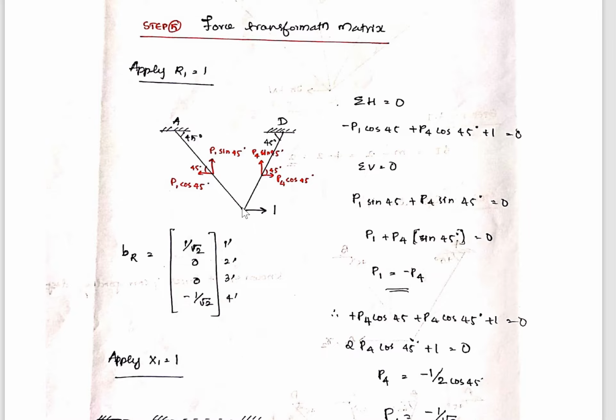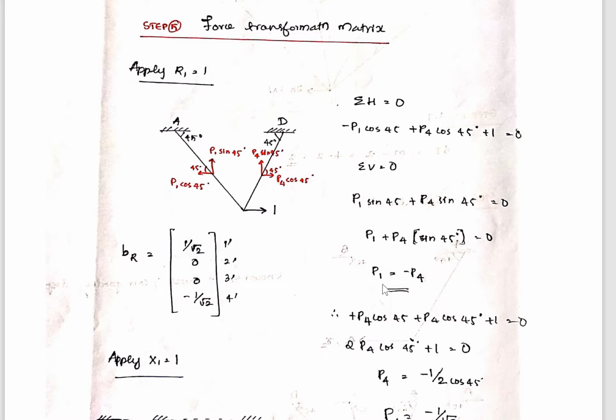Consider the equilibrium at joint E. If you take sigma H is equal to 0, minus P1 cos 45 plus P4 cos 45 plus 1 is equal to 0 according to the directions we have considered, and sigma V is equal to 0 implies P1 sin 45 plus P4 sin 45 is equal to 0, which implies P1 is equal to minus P4.